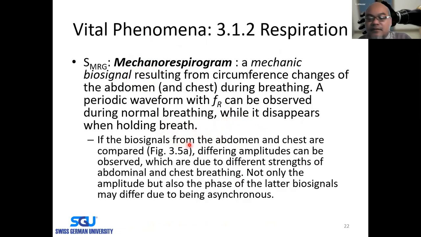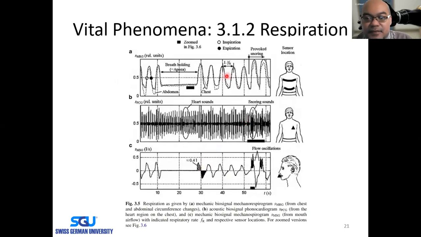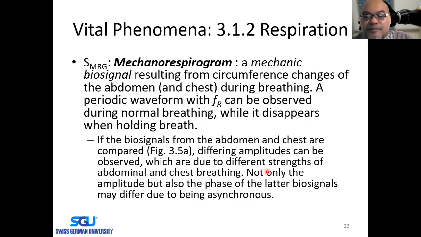So if you compare the chest and the abdomen biosignal, they have different amplitudes. This is due to the different strengths between the abdominal and chest breathing. But not only the amplitude, the phase of the latter biosignal may also differ from the chest breathing. For example, here there is a phase difference between the chest and the abdomen.